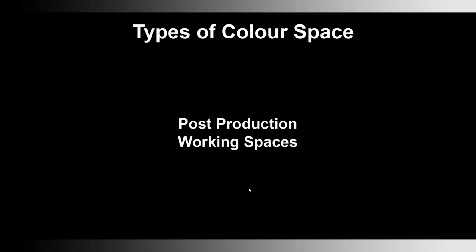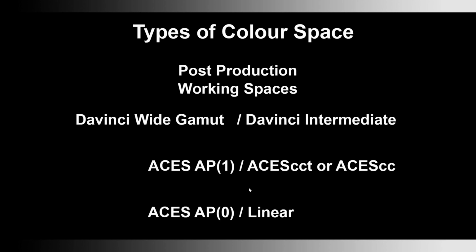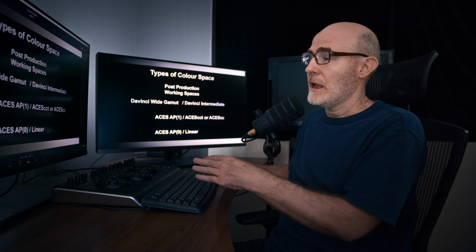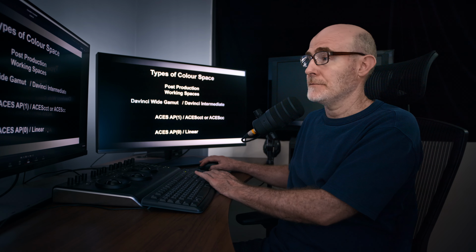Now, when we get to post-production spaces, we have, thankfully, slightly more limited choices. We're working in Resolve, so we mostly use DaVinci Wide Gamut and DaVinci Intermediate. Again, it's always mentioned as 2, the gamut and the transfer function. Also, another method, the open source ACES, basically has 2 flavors, either the one for color correction, which is an AP1 gamut, and either the CCT or the CC transfer function. And then ACES also has an archival format, which is an even bigger gamut and a linear transfer function. So let's take a look at those.